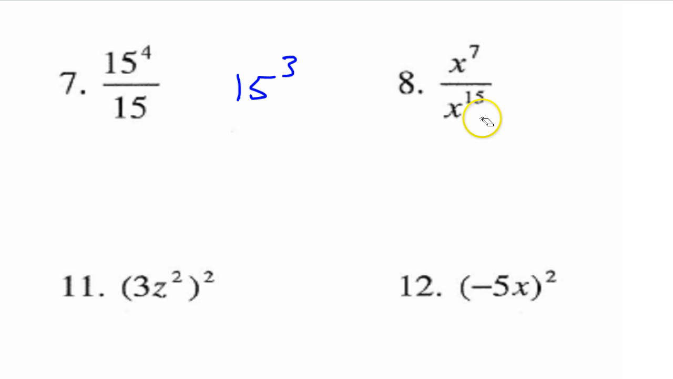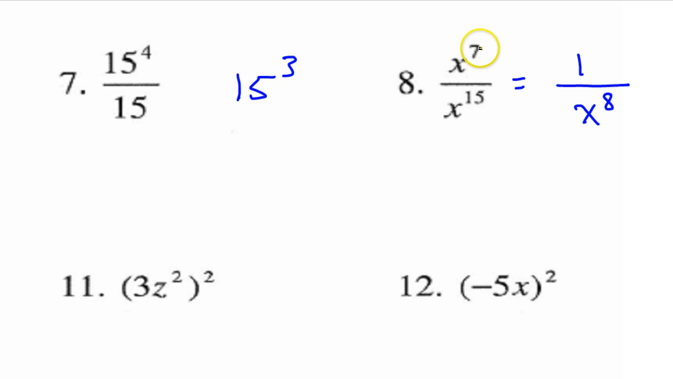Now, thinking of it as canceling will help you understand what's going on with number 8. The thing that makes this slightly trickier is the fact that there are more x's in the denominator. So the truth is this is going to be 1 over x to the 8th power. A lot of students will just go, oh, 15 minus 7 is 8, and they'll just put x to the 8th power. They won't understand it's going to be 1 over x to the 8th power.